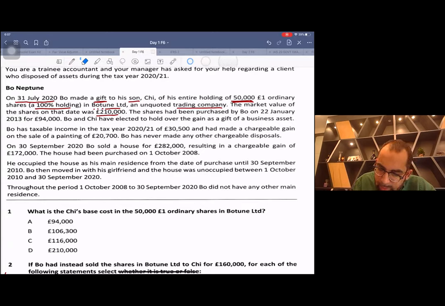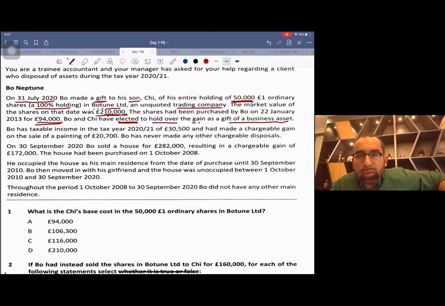The shares had been purchased by Bo on 22nd January for 94,000. So yes, the cost is 94 and the market value is 210. Bo and Chi have elected to hold over the gain as a gift of a business asset. Yes, gift relief is also called holdover relief. So you need to calculate gift relief. Now don't read, just stop. These four lines are enough.